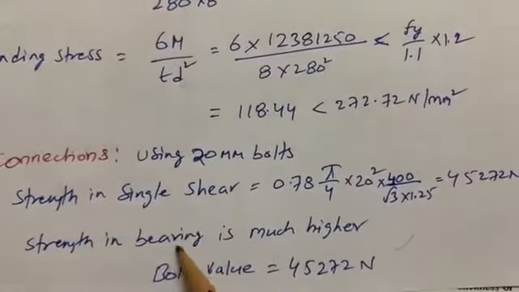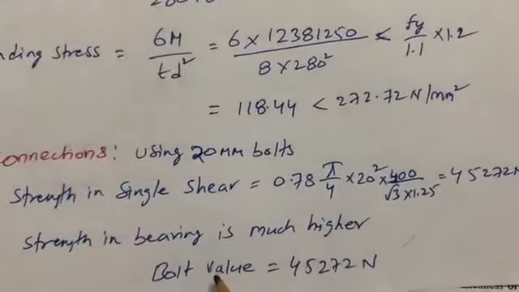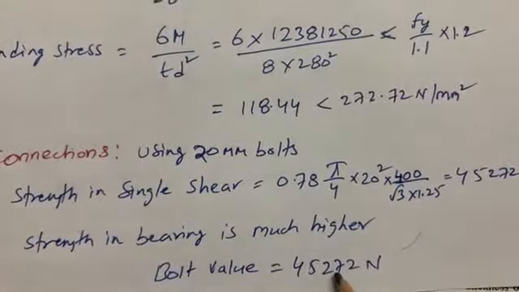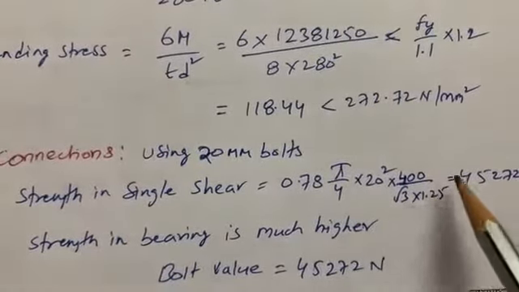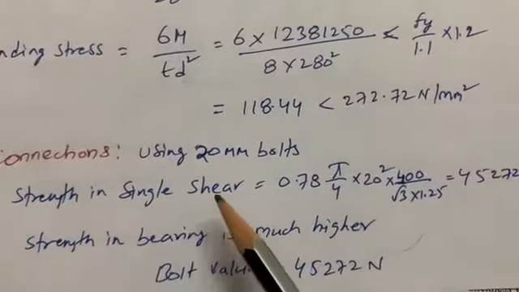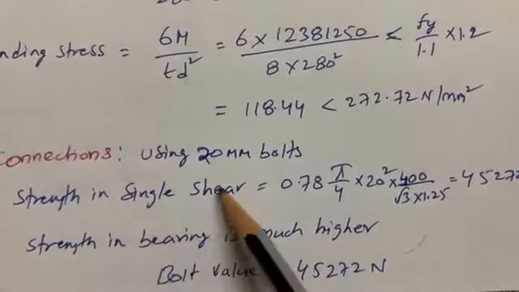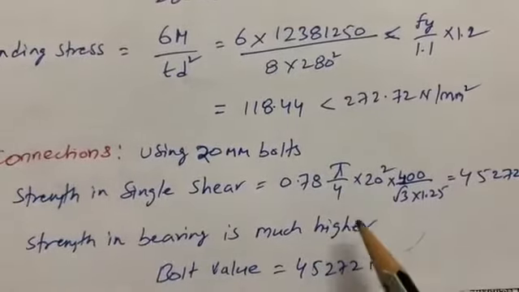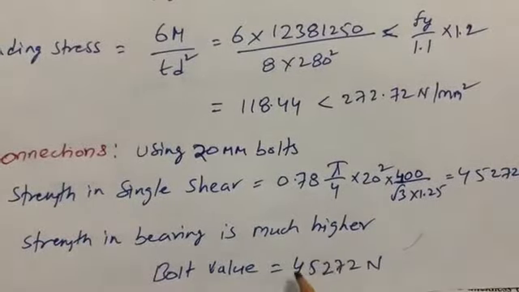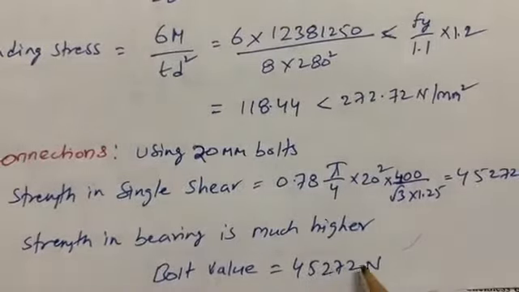So I'm not calculating the bearing, which is much higher. So I'm taking the bolt value as 45272. Why? Because every time we consider the least value when calculating shear and bearing, and obviously we will get the bearing as a much higher value. That's why I'm not calculating it. So the bolt value is 45272.